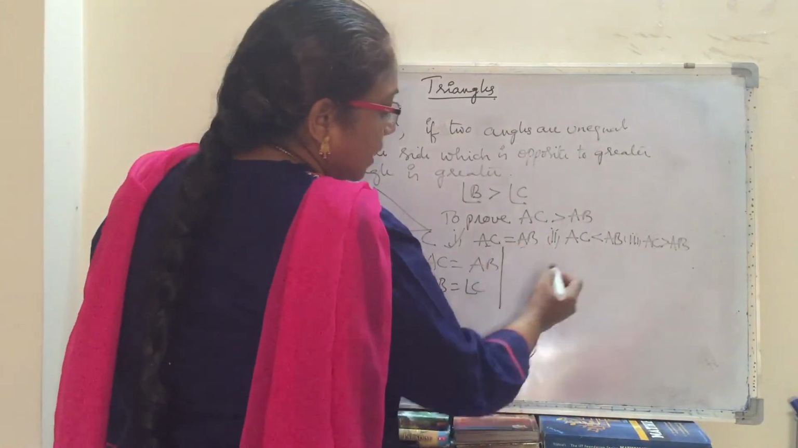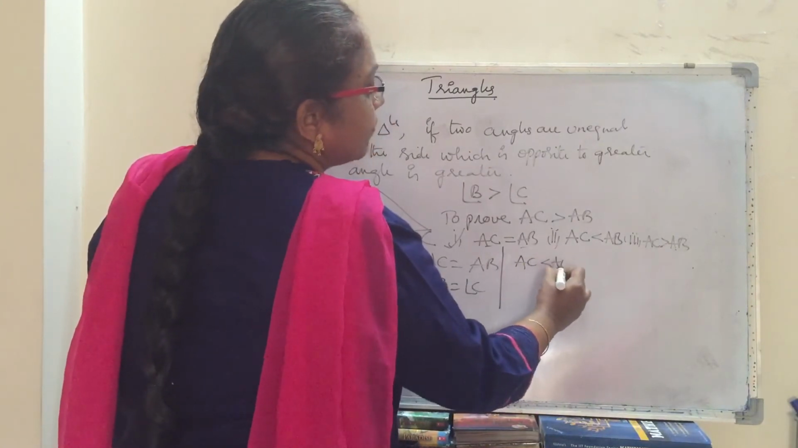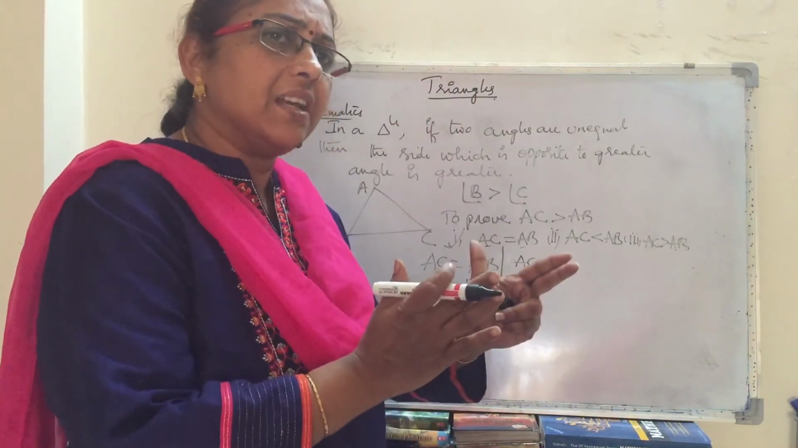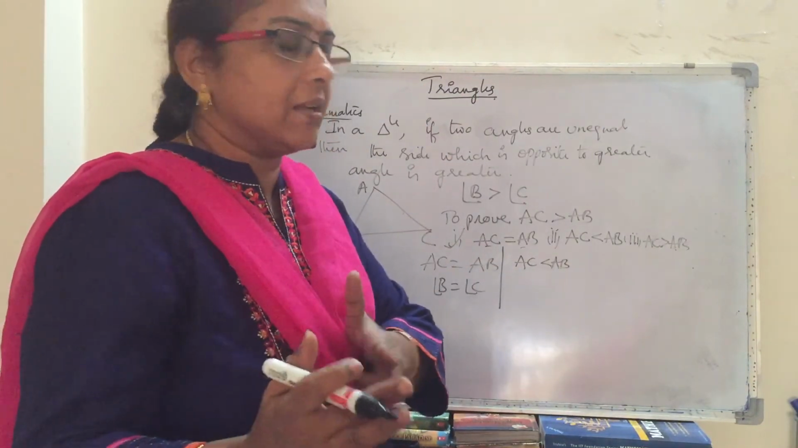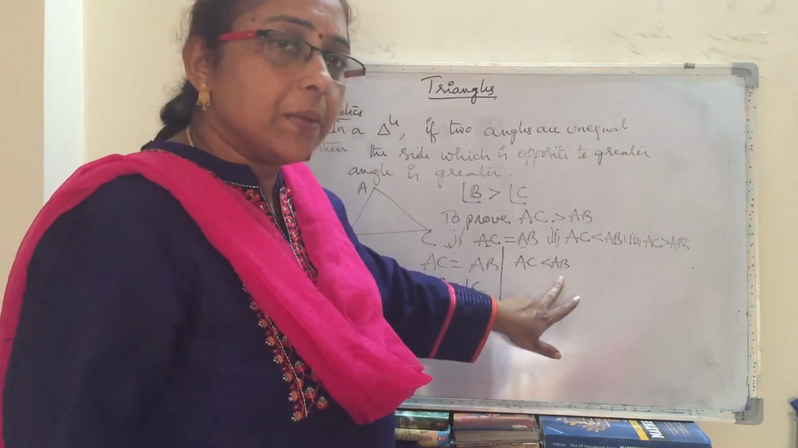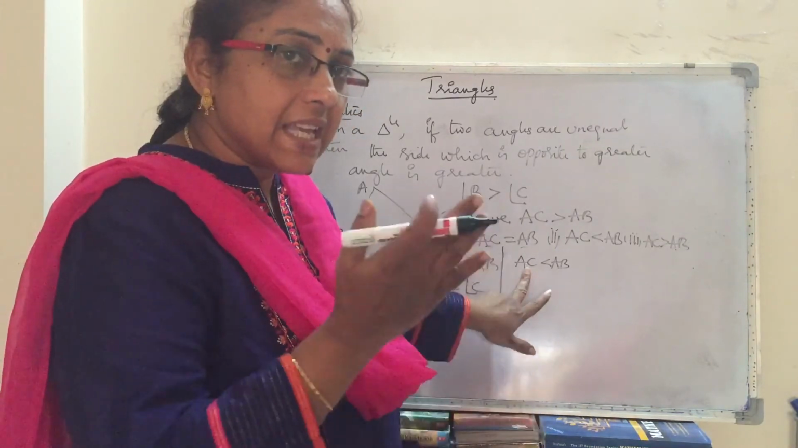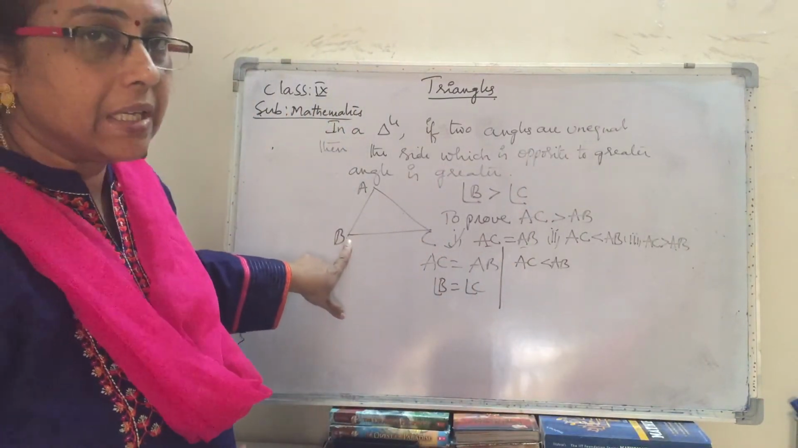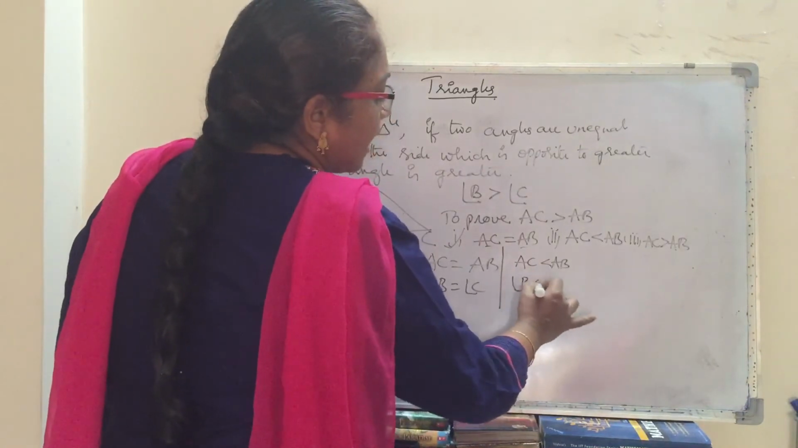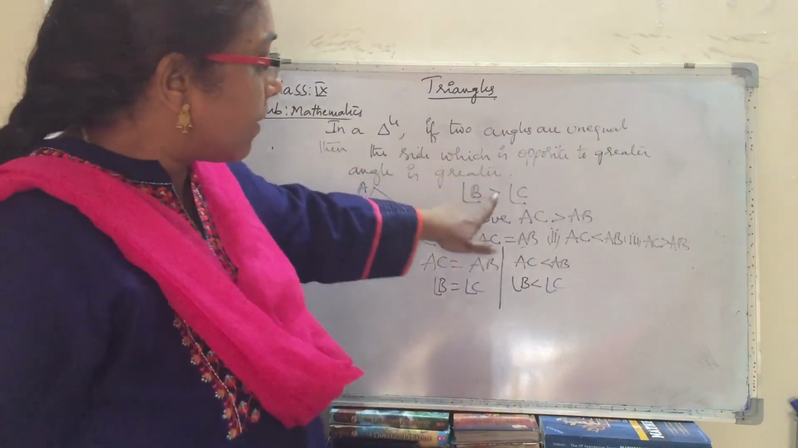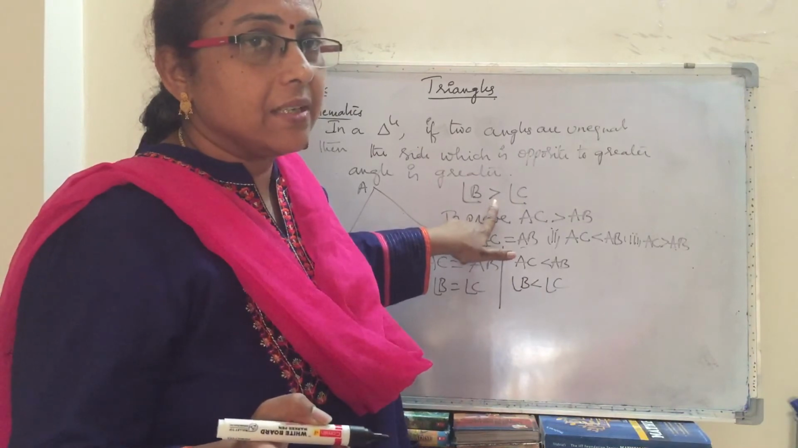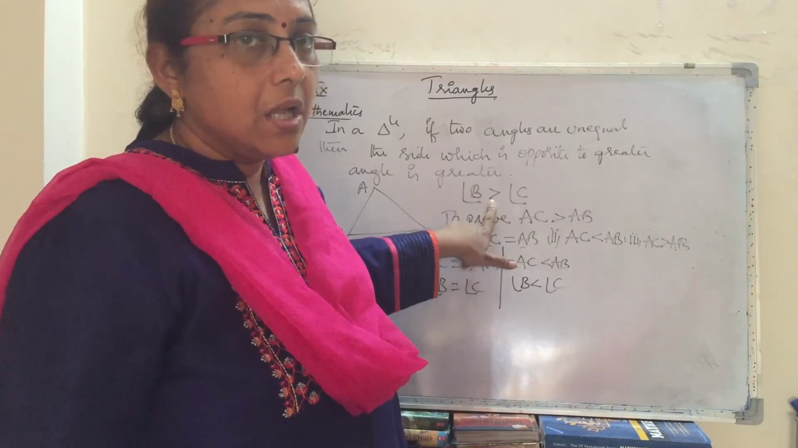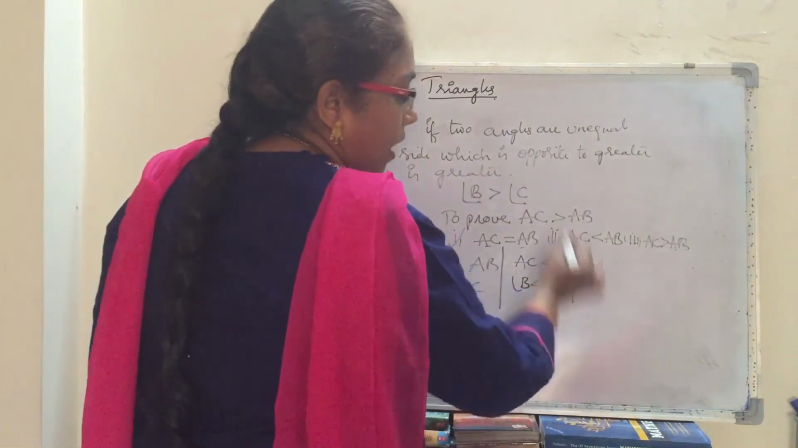Now if I take AC is less than AB. According to the previous theorem, whichever side is greater, its opposite angle only is greater. AC is less than AB means AC's opposite angle is lesser. What is AC's opposite angle? B. So angle B is less than angle C. But according to our given, B is more than angle C. So this is also a contradiction to our given part, so this condition is also false.